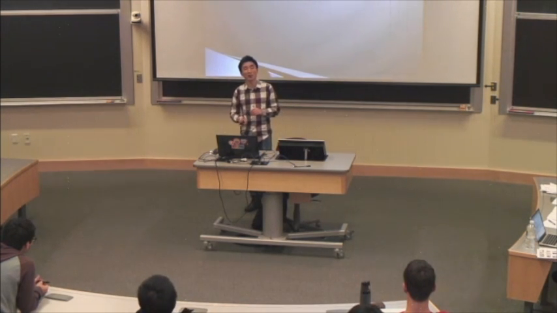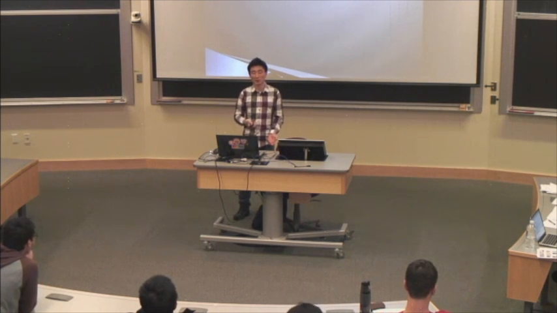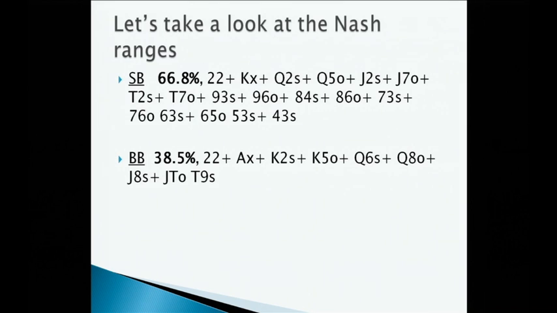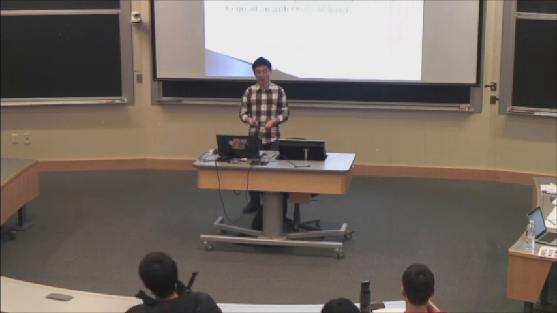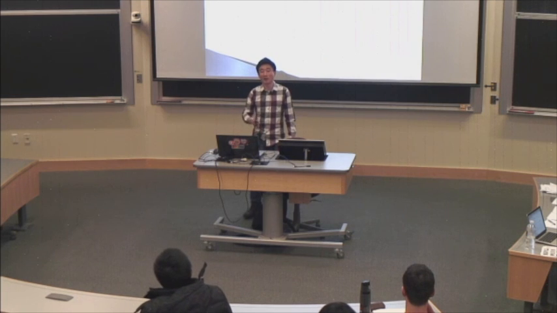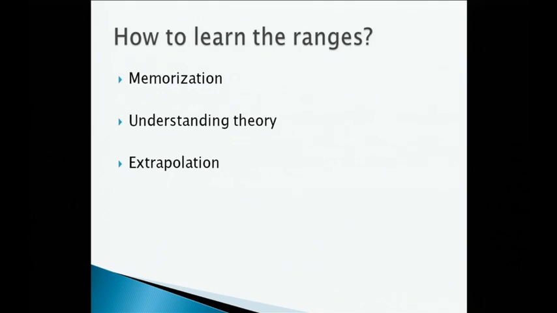Okay, so now let's go to some concrete ranges. You can ask me, how do we learn these ranges? I showed you the Nash range for one specific situation, but the situations you can enumerate, there's going to be a lot. I showed you small blind versus big blind at 15 big blinds, but what if it's 14 big blinds? What if it's 13 big blinds? What if it's 10 big blinds with no ante? So essentially, it's a combination of memorization, understanding theory, and then extrapolation and interpolation.